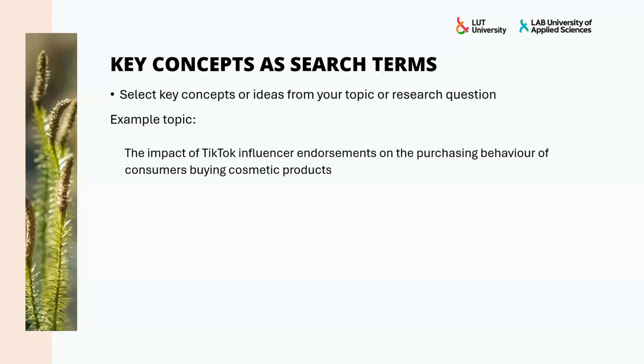The first step of coming up with search terms is to look at your topic sentence or your research question. Rather than using the whole topic sentence or research question as a search string, identify the main concepts or ideas and use these as your initial search terms. If you use the whole research question in the search, you probably won't find any results, as all the words that are in the search string also need to be in the search result.